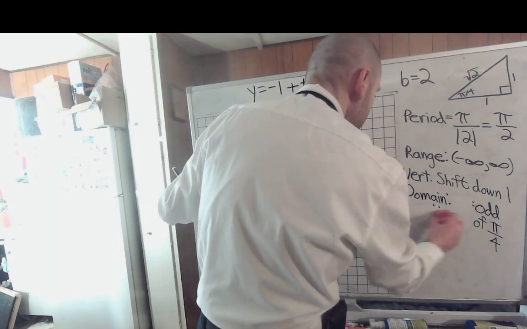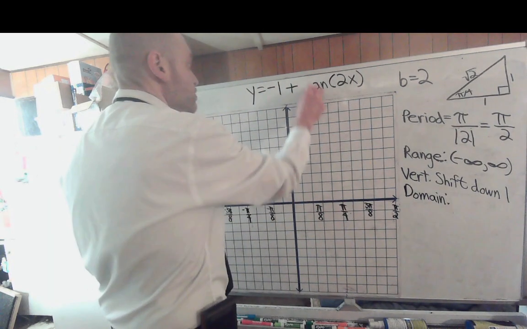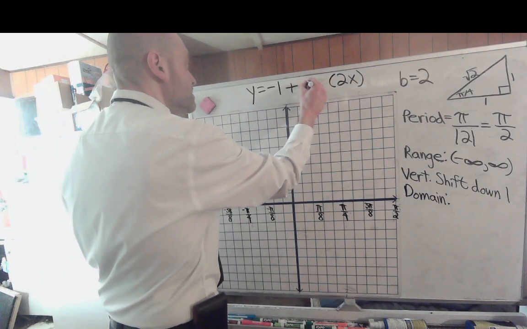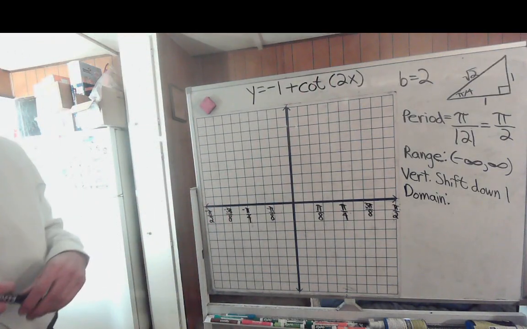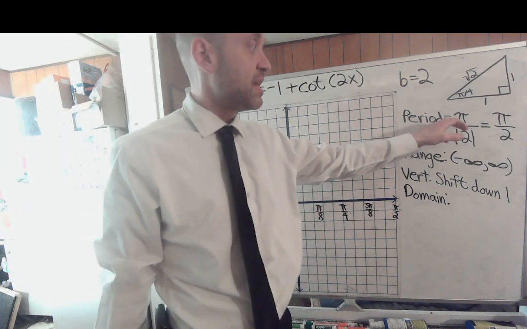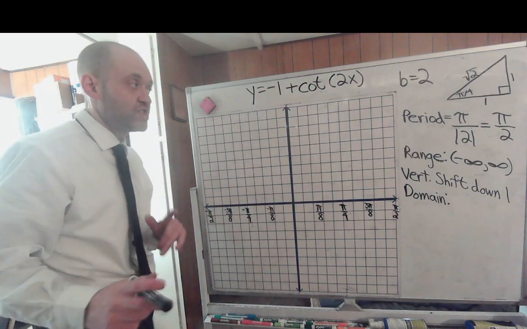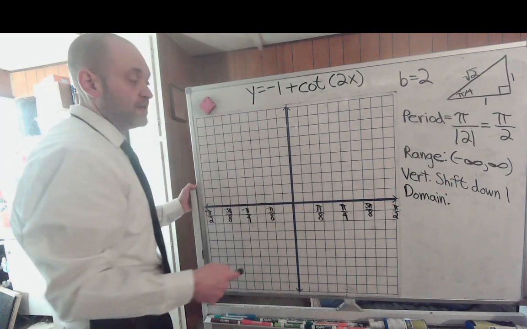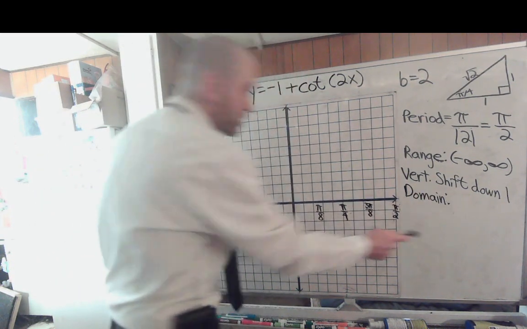Now, definitely my domain's about to change because we're about to be dealing with the cotangent instead. So, we're going to do y equals negative 1 plus the cotangent of 2x. Well, my b is still 2. To find my period, I take pi over the absolute value of 2. I get a period of pi over 2. That much stays the same. My range is still negative infinity to infinity. That minus 1 still indicates a vertical shift down 1 unit.